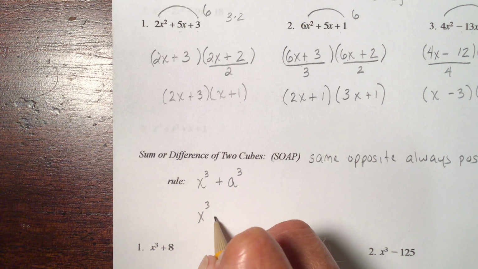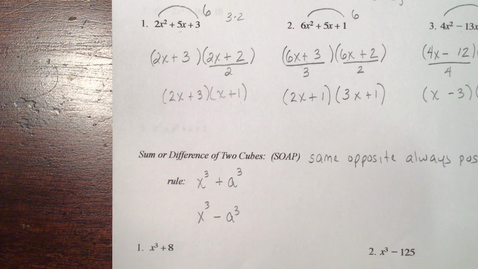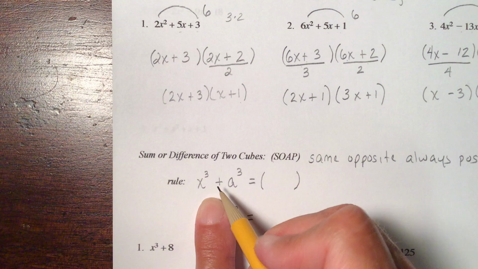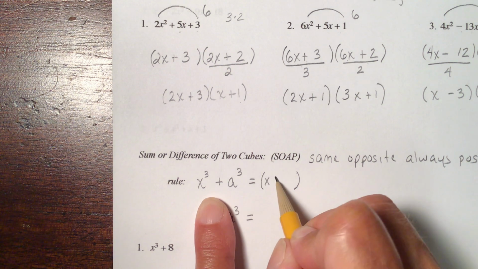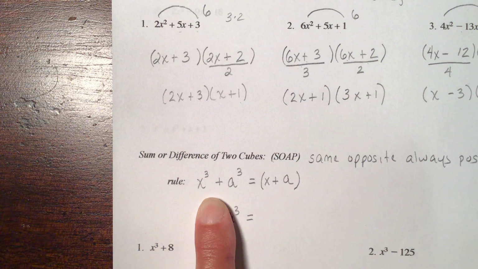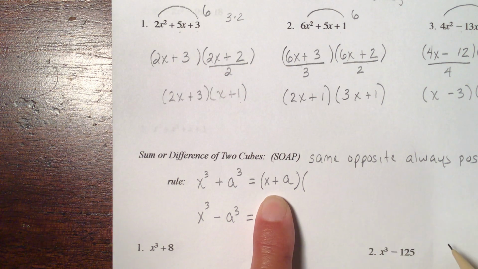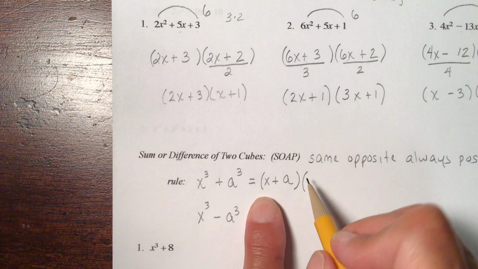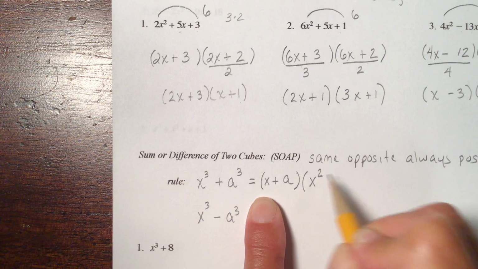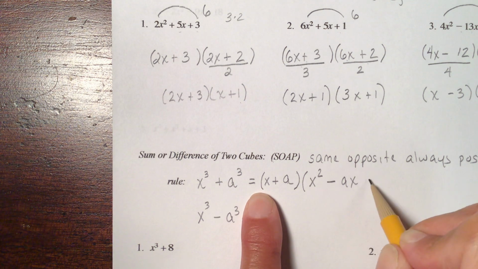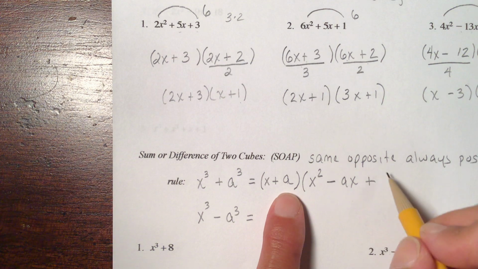or a difference of two cubes, okay, the formula is very simple, similar for each one. So in each case, you're going to set up a binomial. And that binomial is going to be the cubed root of the first term plus the cubed root of the second term. That's what we mean by same. So you're going to do same sign. And then working off your binomial, your first term squared, opposite sign, first times second, always a positive, last term squared.